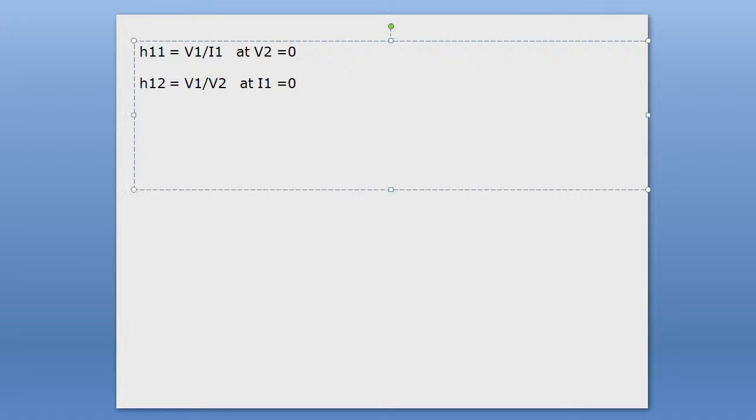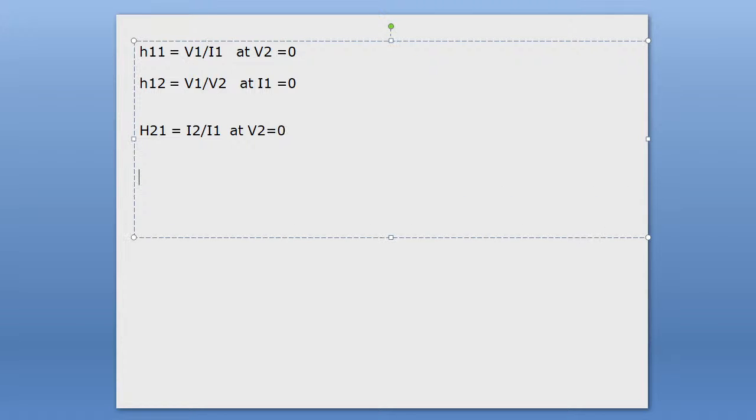Okay, then you write H21 equal to how much? I2 by I1 at V2 equal to 0. V2 output port is short circuited, and H22 equal to, you can write I2 by V2 at I1 equal to 0. That means input port is open circuited. So you just write a small letter H. Everyone see H. So here you can write within bracket that V2 equal to 0 means output port is short circuited.